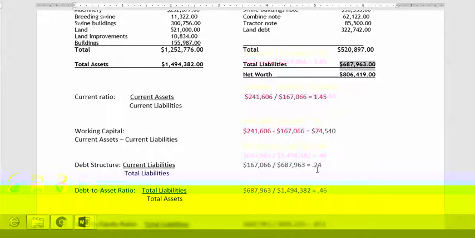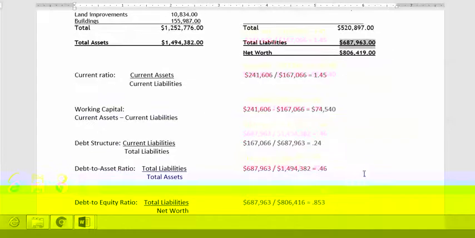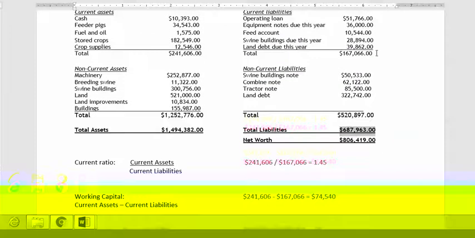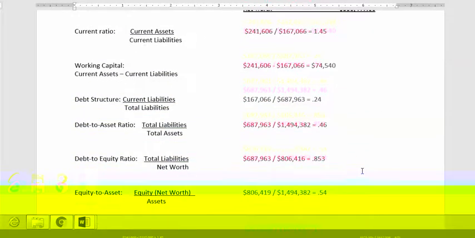If this was a big number, that would mean that we're getting close to getting everything paid off because everything's going to be paid back this year. If we had a lot of debt due after this year, this one would be a smaller number. Be careful. A lot of people make the mistake of taking current liability divided by non-current liability. That's not what we're doing. It's current liability divided by total liability. Always make sure that you do that correctly.